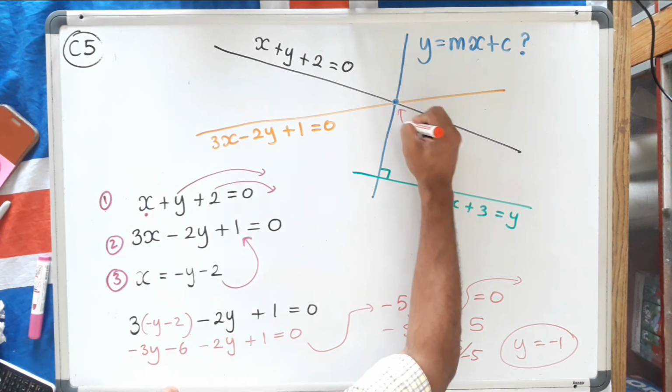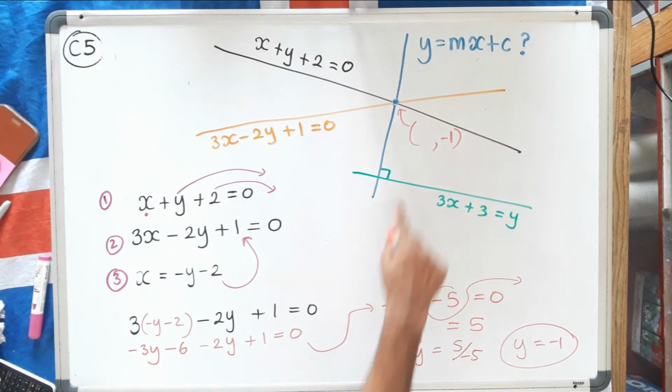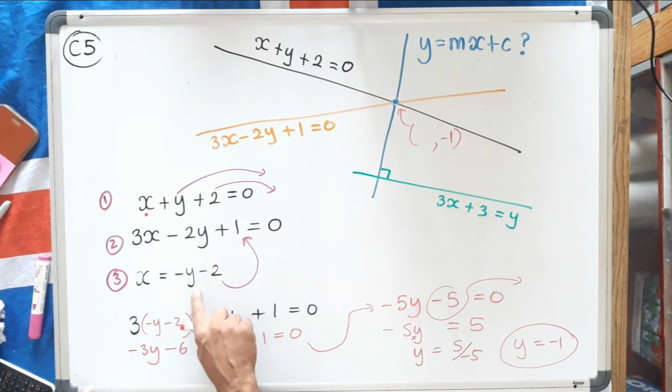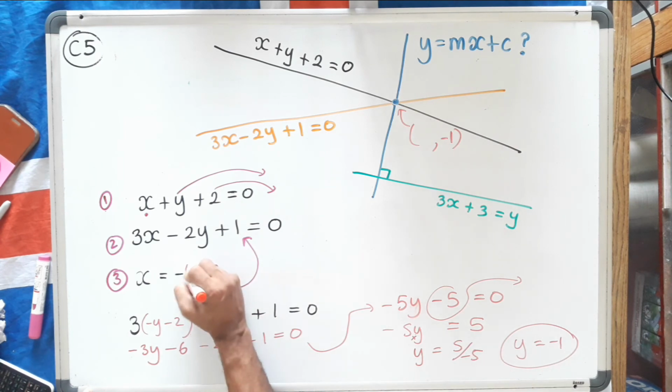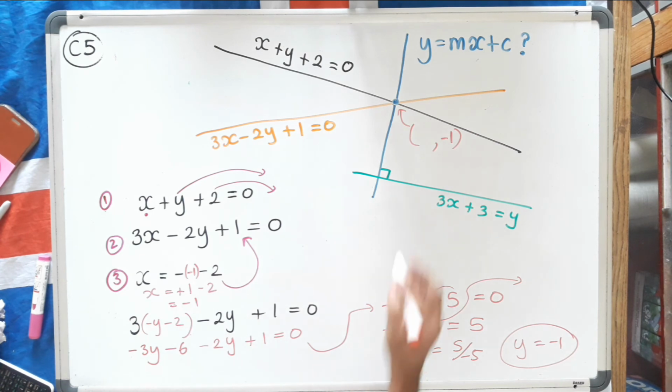So where these two graphs meet, so far, we know the y coordinate is minus 1. We just have to find the x coordinate now. To find the x coordinate, go back to equation 3. Wherever you see a y, erase the y and replace it with the value you just got. But please put it in brackets. So let's solve for x here. 2 negatives make a positive, minus 2. So x is 1 minus 2, which is x equals minus 1. Pure coincidence. So the x coordinate here is also minus 1.